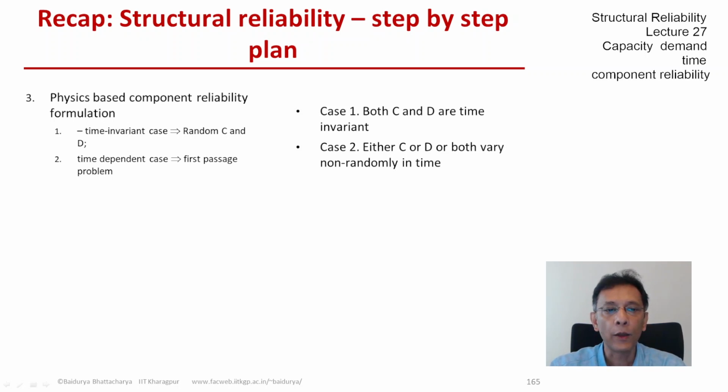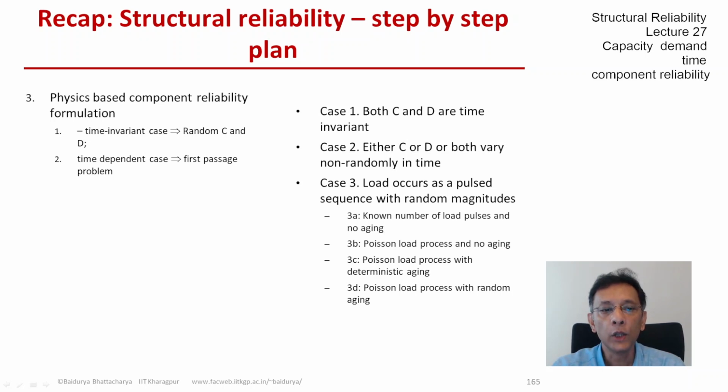And we then moved to case 3, where the loads, first in case 3a, occurred as pulses with random magnitudes that were identically distributed and mutually independent, but the number of pulses was known in a given time interval. Then we relaxed that assumption and allowed the loads to occur as a Poisson process. So not only the magnitudes, but the number and the time of occurrence of these loads were also random.